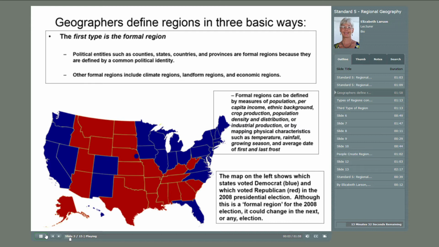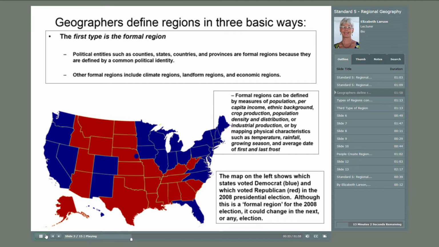Geographers define regions in 3 basic ways. The first type of region is the formal region. It's characterized by a common human property, such as the presence of people who share a language, a religion, a nationality, a political identity, or a culture, or by a common physical property, such as a particular type of climate, landform, or vegetation.